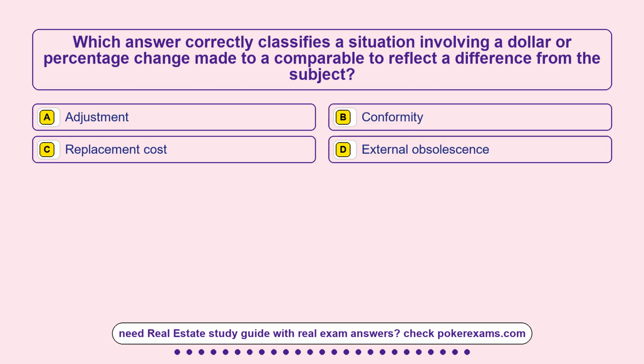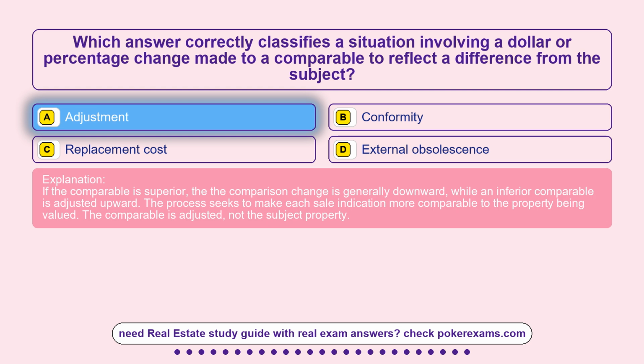Question 2. Which answer correctly classifies a situation involving a dollar or percentage change made to a comparable to reflect a difference from the subject? Option A, adjustment. Option B, conformity. Option C, replacement cost. Option D, external obsolescence. The correct answer is option A, adjustment.